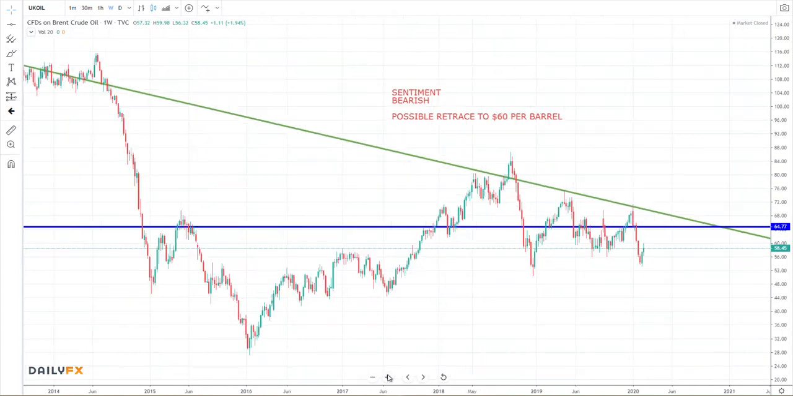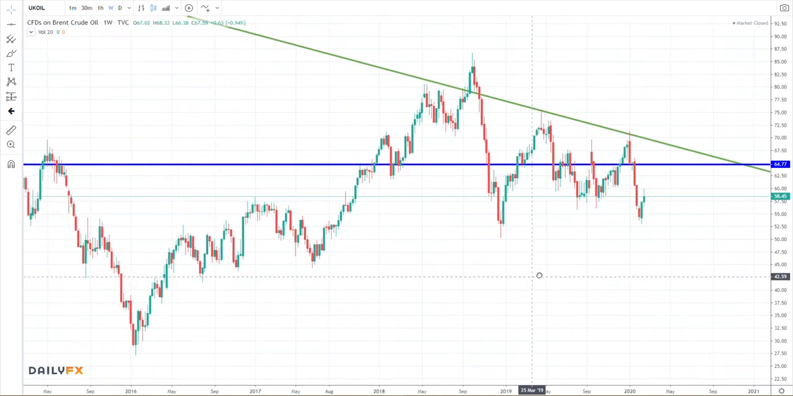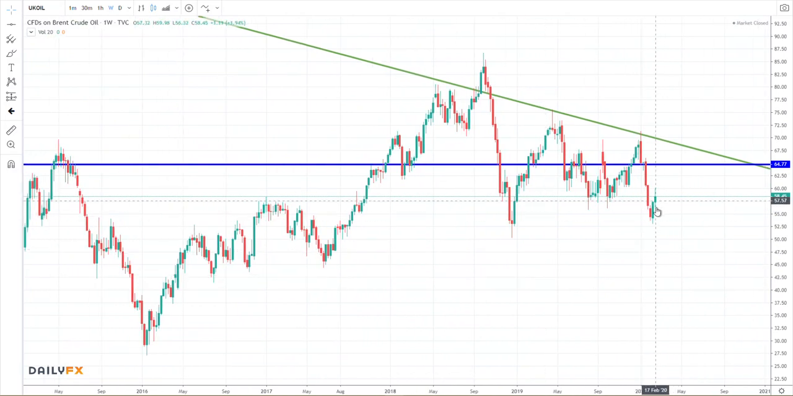This is our weekly chart, so each one of these candles represents a week of price action. Last week we made an attempt to push back up. It hit $60 a barrel, and then more selling ensued. So, I mean, it could creep up to 60 and test that line again, but that wouldn't last too long.